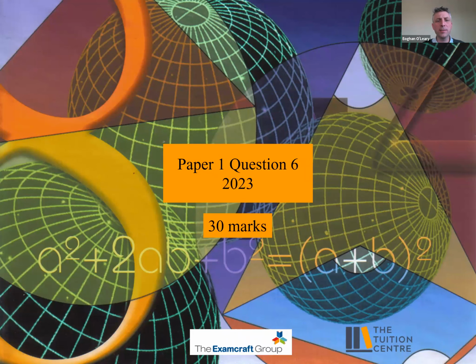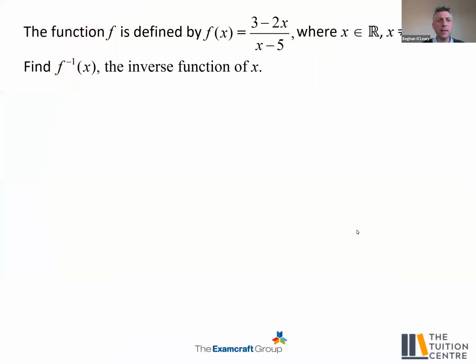So we're on to question 6. This is the final of the concept and skills questions, the short questions for paper 1. It says a function f is defined by f of x equals (3 minus 2x) all over (x minus 5), where x is an element of the real numbers, x is not equal to 5. Find the inverse of x.